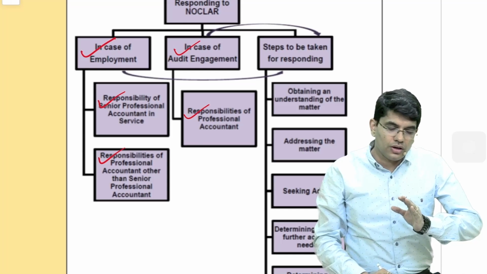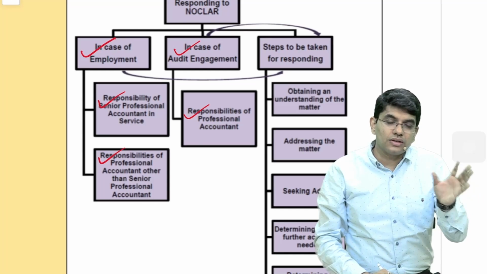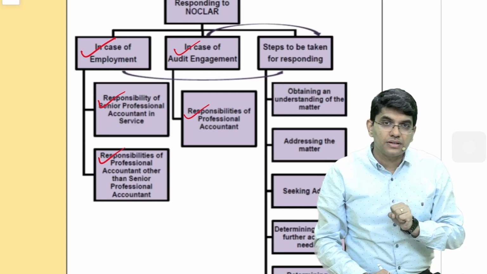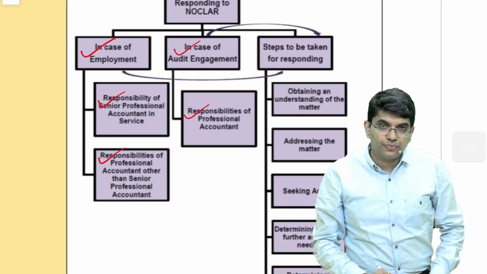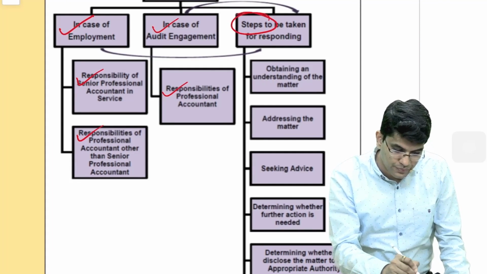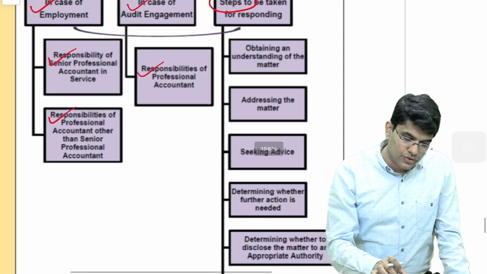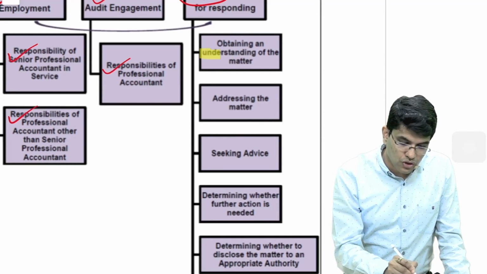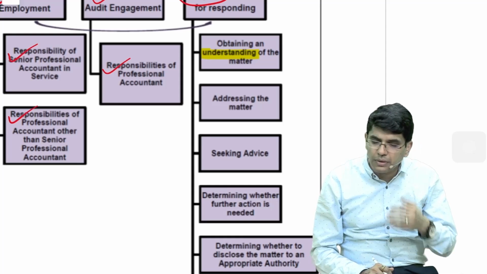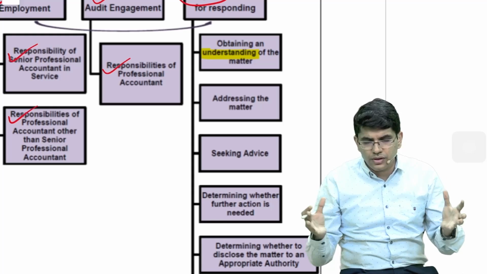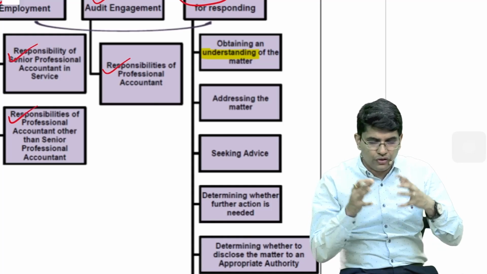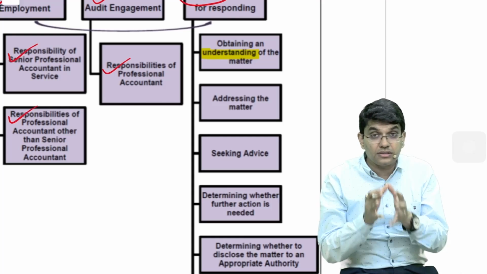If you're doing a job as a senior accountant, there is a separate set of responsibilities. If you're other than senior, there is a separate set. If you're doing audit, there is a separate set. In all these sets, there are common steps. They are giving you an overview. Whenever you come across NOCLAR, first obtain understanding. That's common sense. First understand what kind of non-compliance, what law, rules and regulations are involved. Understand in depth what was required, what wrong they did, what the financial and non-financial impact is.